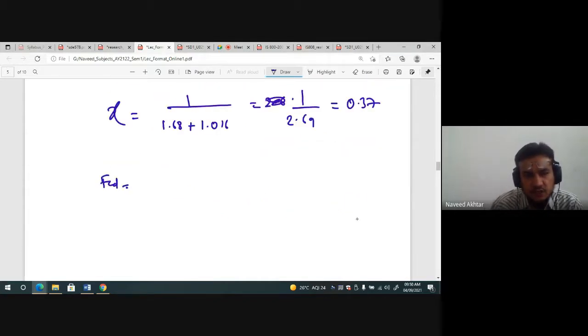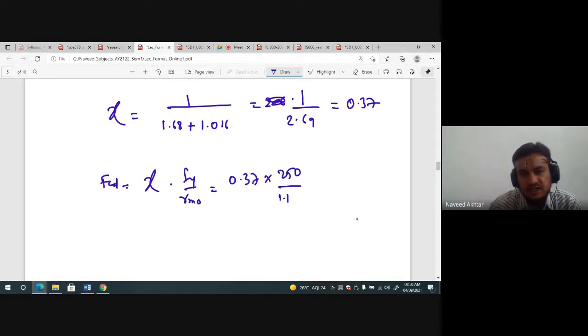So fcd is equal to stress reduction factor into fy upon gamma m0. So 0.37 into 250, gamma m0 is 1.1. So into 250 divided by 1.1, the fcd is coming 84.48 Newton per mm square. Okay.